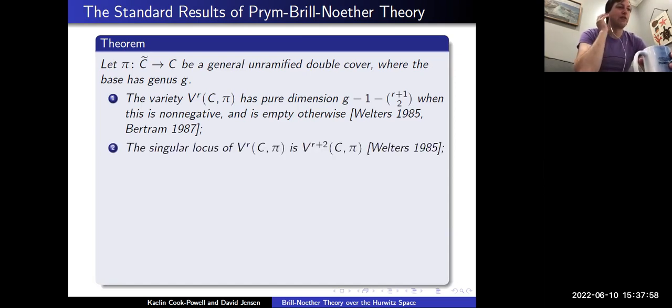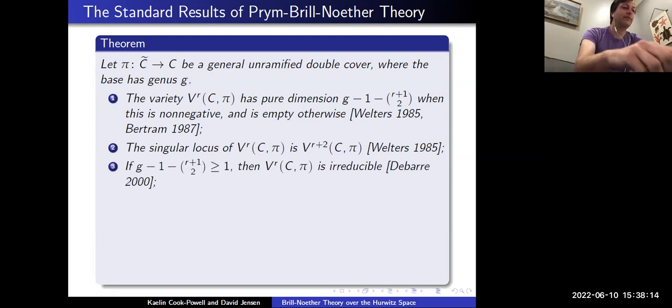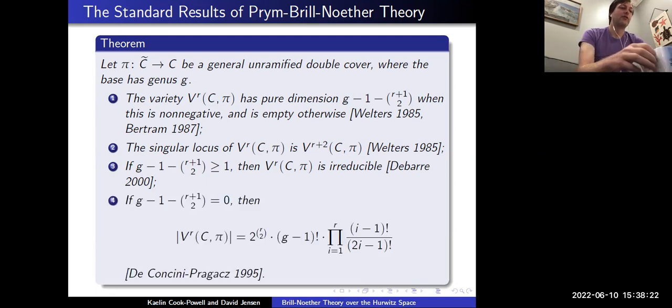Again, the locally closed variety, where you take out all of the line bundles that have strictly more than r+1 global sections, is a smooth variety. If the expected dimension is at least 1, then this thing is irreducible. And if the expected dimension is 0, then you have this closed form expression for the degree of the variety. So again, you have a similar set of results to the standard Brill-Noether theory results.